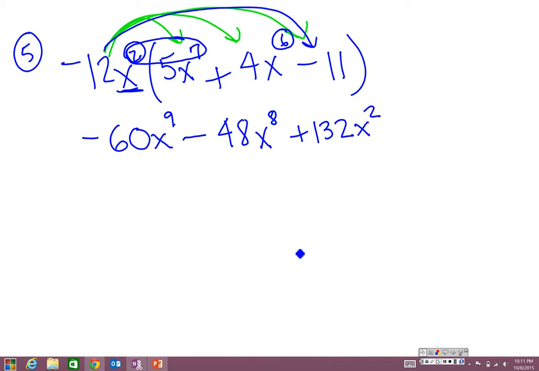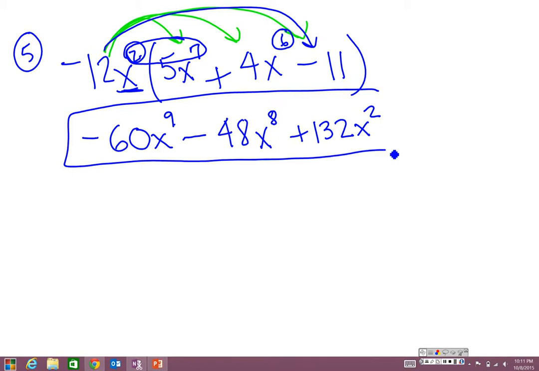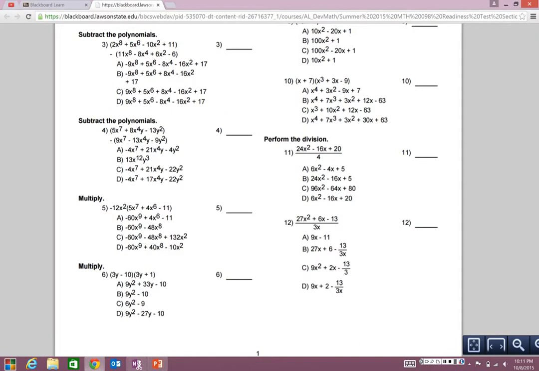What's great about the test is that you get to have a calculator, so don't forget to bring your calculator on test day. Alright, so you won't make simple mistakes with multiplication. So for number 5, which letter should we choose? So it looks like we need to choose C.